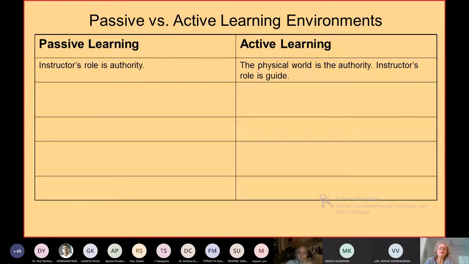Let me first, please, take these slides from David's presentation, just to remind those of you who have not attended the first session what the main problems of the passive learning teaching method are. In passive learning, the instructor, the professor, is the authority in the classroom. In the active learning process, the instructor is only there to guide the students.